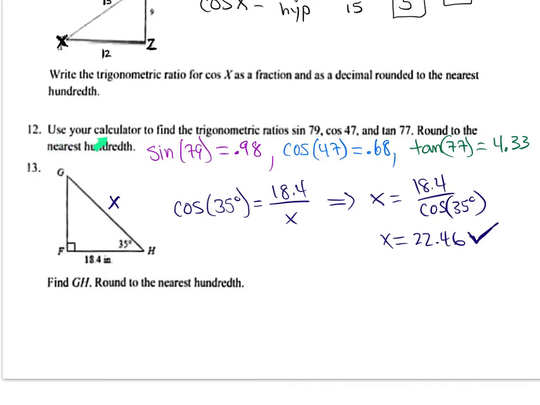Number 12, it says use your calculator to find the trigonometric ratios sine 79, cosine 47, and tangent 77, and then round to the nearest hundredth. So this is straightforward. You just get your calculator and put in sine 79, and you get 0.98. Then you type in cosine 47, and you get 0.68, and then tangent 77, and you get 4.33.